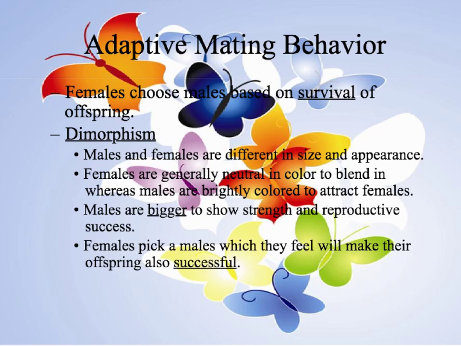So their offspring will also be successful. Now we see this in a term that's called dimorphism. Dimorphism is where the males and females of a species look really different. They have different sizes and appearances. Females generally are neutral in color to blend in, where males are brightly colored to attract females. Males are bigger to show strength and reproductive success. And again, females will pick a male which they feel will make their offspring also successful.